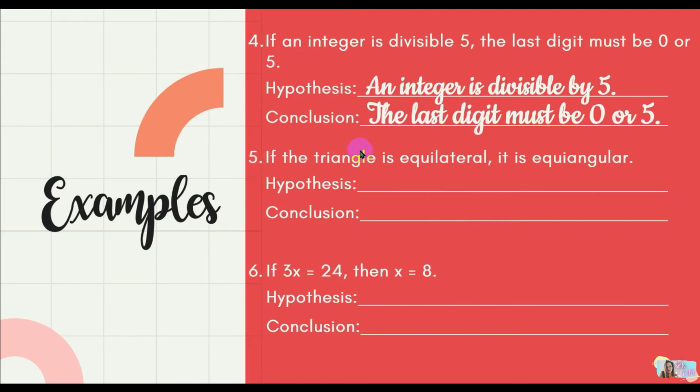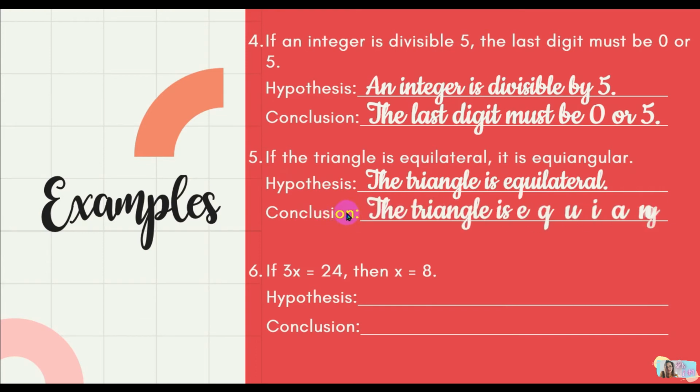Number 5. If the triangle is equilateral, it is equiangular. Again, meron lang tayong if na wala si then, pero alam pa rin natin si hypothesis kasi si hypothesis po is the clause follows the if word. So, the triangle is equilateral. Then, for the conclusion, we can say that it is equiangular or the triangle is equiangular.